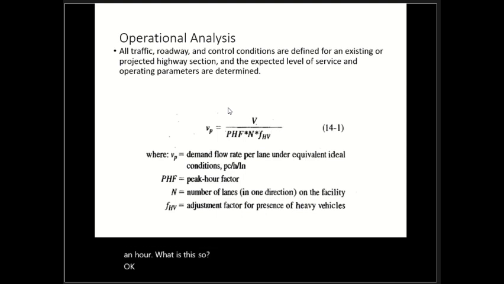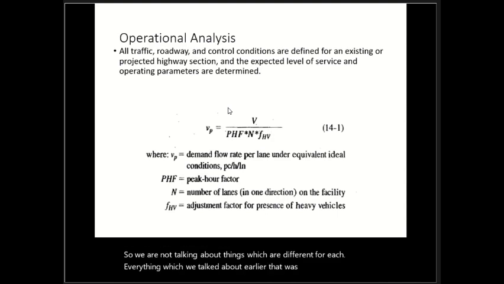Okay. So equation for operational analysis. Now keep in mind, in all these analyses, you need free flow speed. We already covered it. So everything we covered earlier, that is already required. You should have them. Okay, free flow speed, adjustment factors, capacity, breakpoint, and so on. Everything was required. So we are not talking about things which are different for each. Everything we talked about earlier was the same. So when you reach this stage, you have already done the earlier analysis.